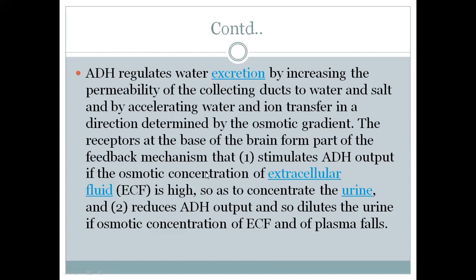That means if the osmotic concentration outside is high, where you have more salt content, then we need a concentrated urine. So water has to be reduced out. And if it is not required, then there is reduced antidiuretic output and it dilutes the urine, and the osmotic concentration of the extracellular fluid is less.